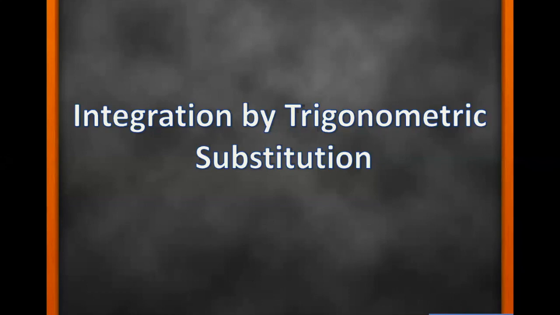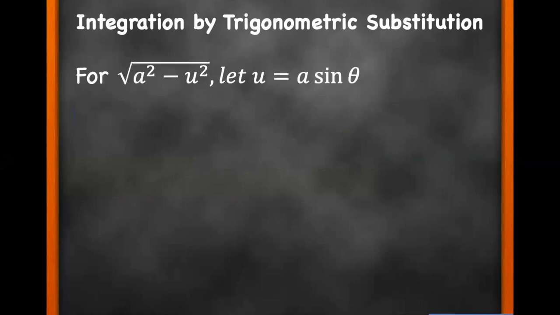In this video, we are going to talk about how to find the indefinite integral using trigonometric substitution. Now, there are three forms that we need to be familiar with. The first one is if the given integrand involves the square root of a squared minus u squared, you replace u with a sine theta, where a is a constant. And the reason for this is that 1 minus sine squared is equal to cosine squared.